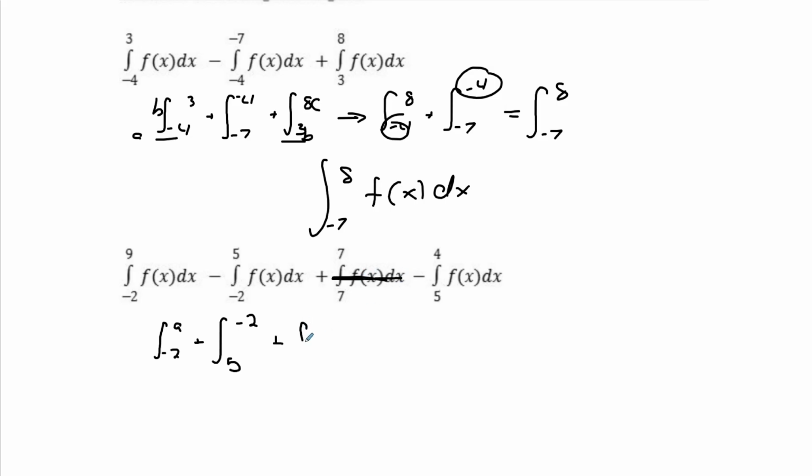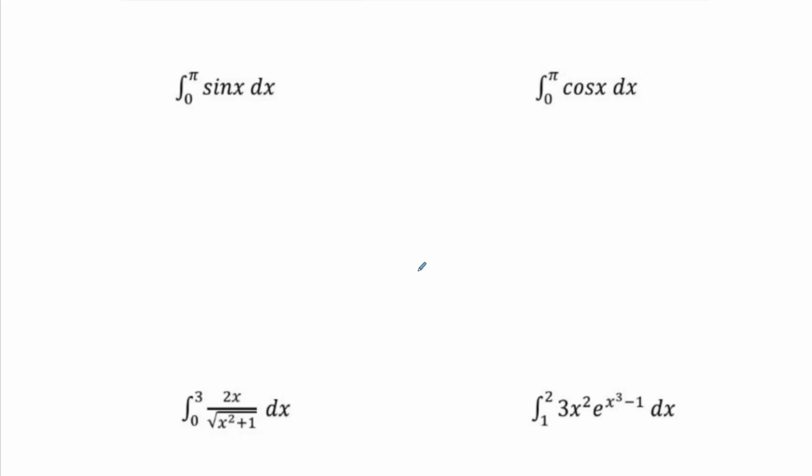Plus, let's make this the integral from 4 to 5, right? So it looks like with these negative 2's, we can cancel those and just make this the integral from 5 to 9, right? And then plus the integral from 4 to 5, right? And so these 5's would just make this an integral from 4 to 9, of, we can then write f of x dx, right?